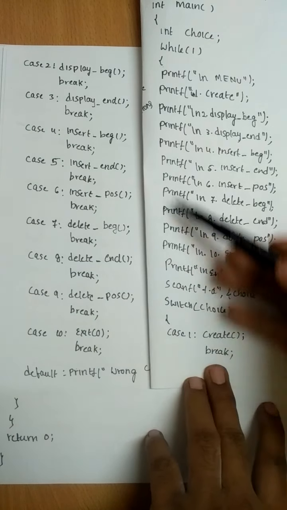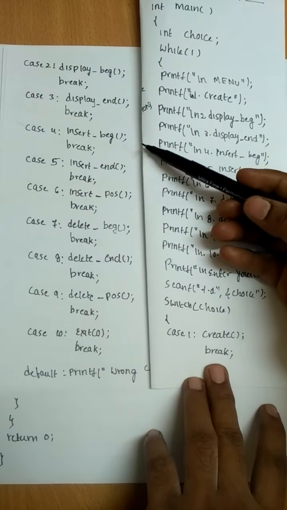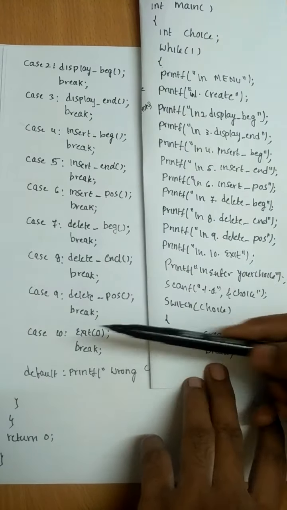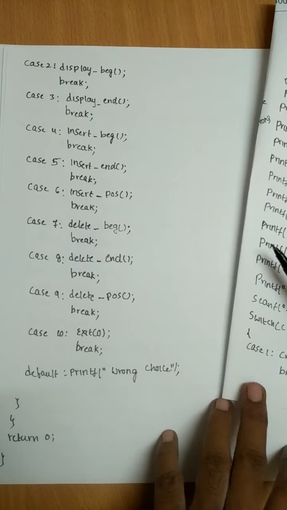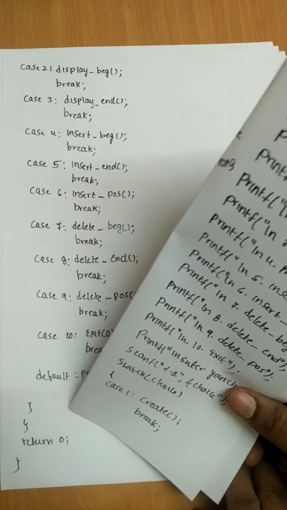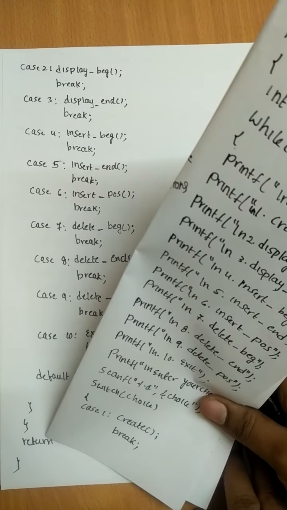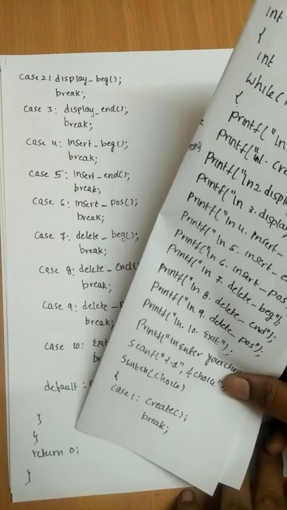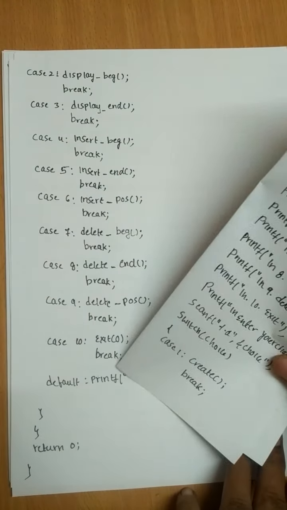Last default case, if we enter any number that is not in the range from 1 to 10, it displays as a wrong choice. This is the switch case. So switch closing, while closing, and return 0, and main closing. With this main function over.